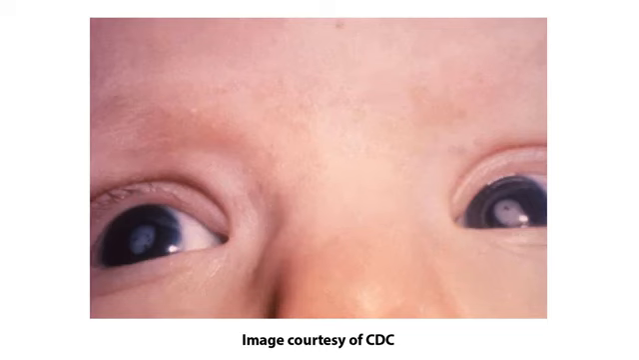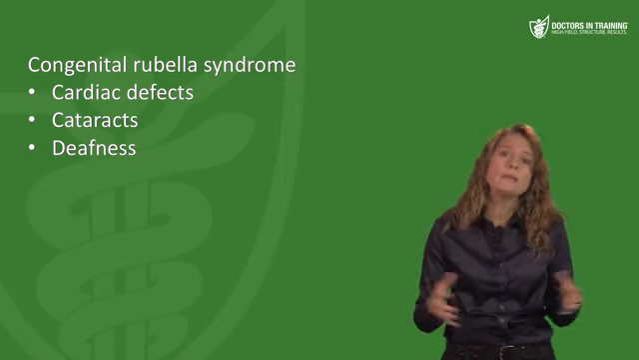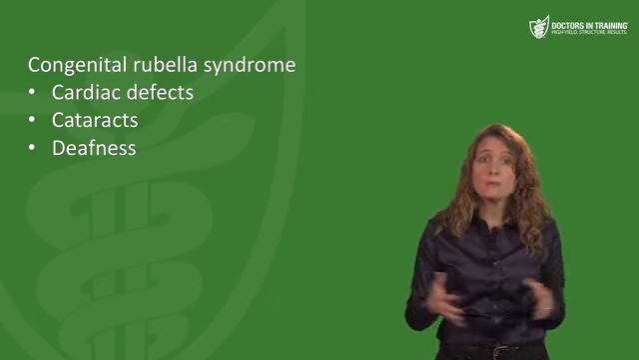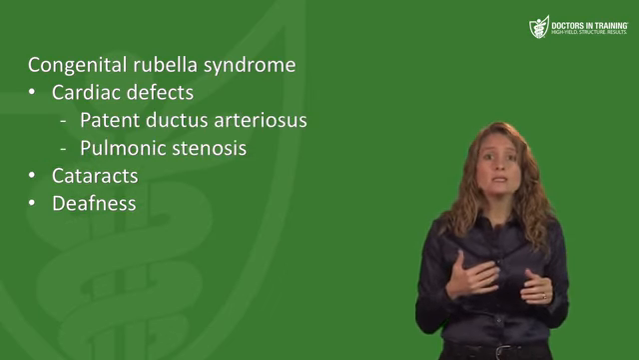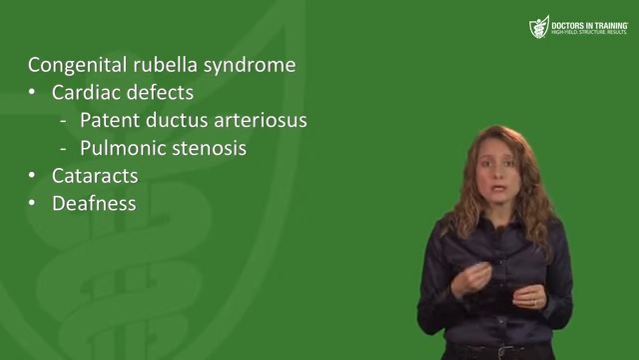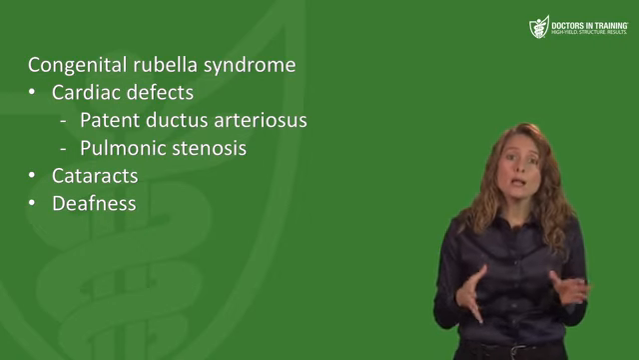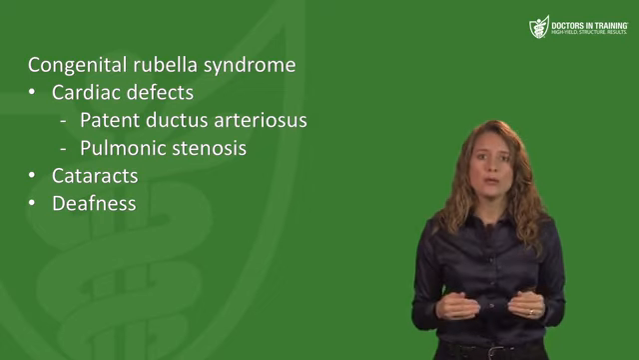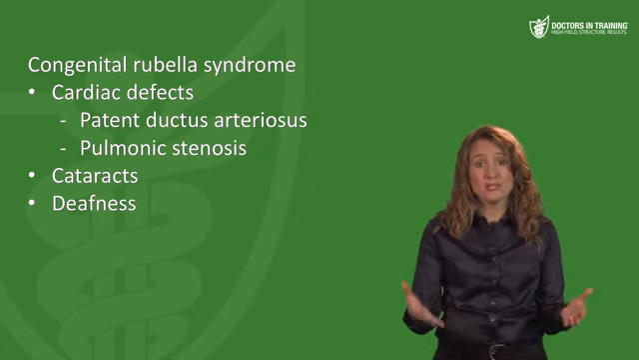Rubella is one of the TORCH infections. It's the R in TORCH. It stands for rubella. And what cardiac defects are associated with congenital rubella infection? We mentioned specifically a patent ductus arteriosus and pulmonic stenosis. So remember that rubella causes significant congenital defects when it's acquired in utero, and it's a vaccine-preventable disease.